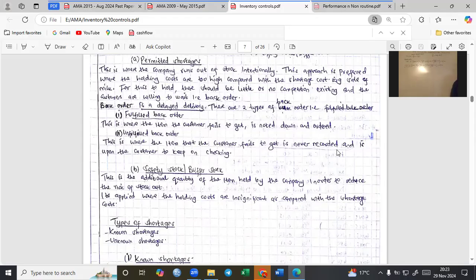That one is okay. For this to hold, there should be no competition existing, and the customers are willing to wait. So the assumption that is allowed in the permitted shortage is that there is no competition and that the customers are willing to wait for you to purchase the material so that we can sell to them. Now, that concept where the customers are willing to wait leads to the concept of back orders.